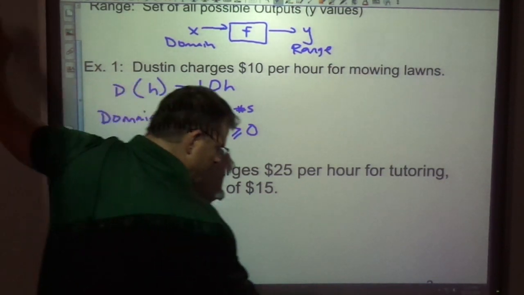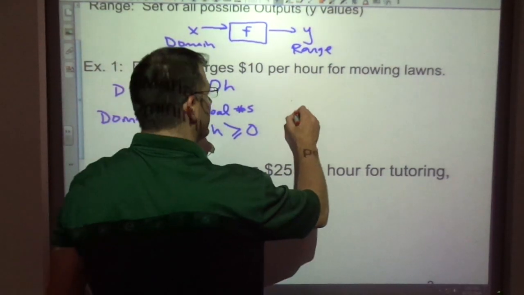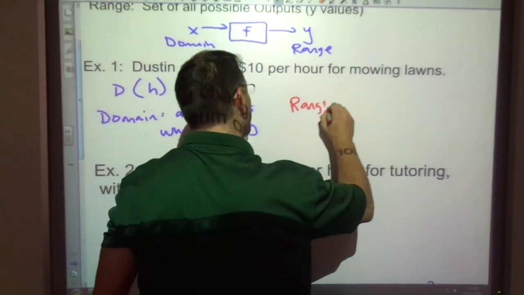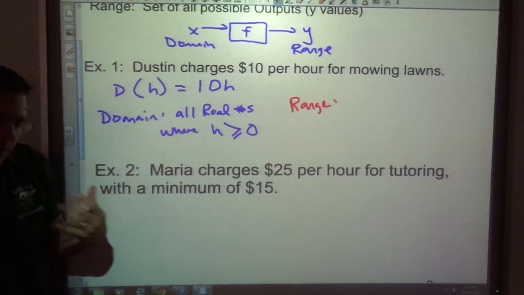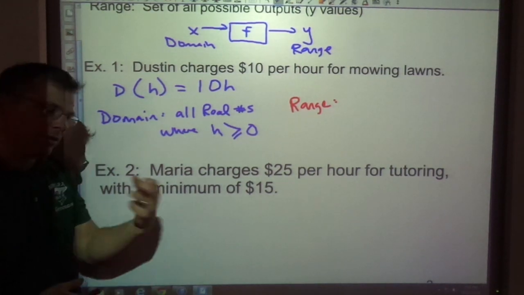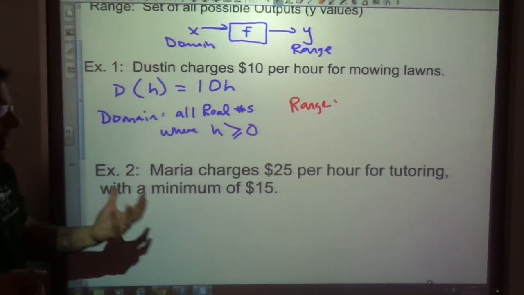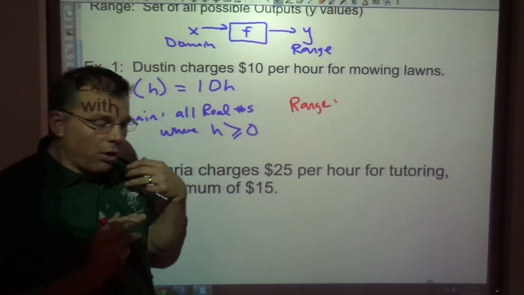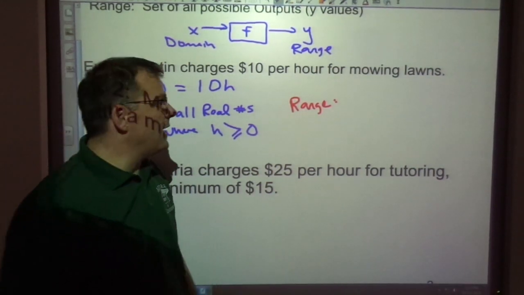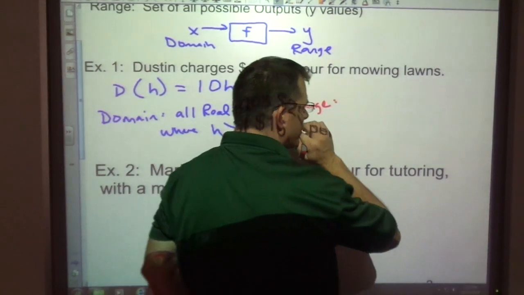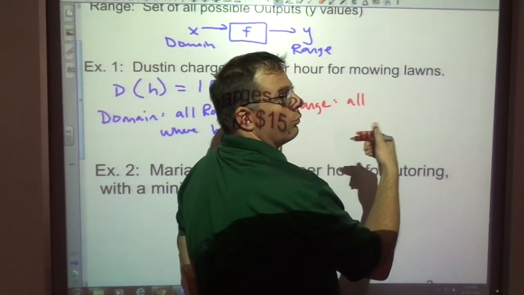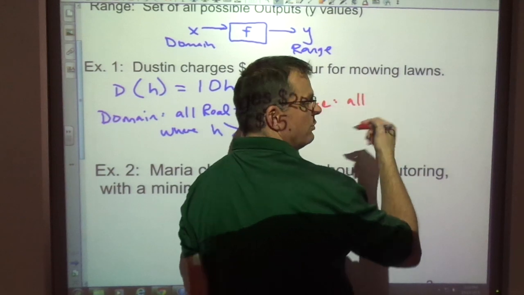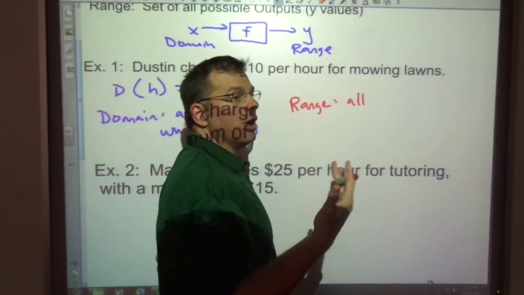The range, we're looking at all the possible things that could come out. So all the possible amounts of money he could make. Well, he's not going to make negative money. He could make no money if he works no hours. But everything else is going to be all positive numbers. So again, we're going to say all the real numbers, really all rational numbers, because it would be a fraction. You wouldn't charge pi dollars.